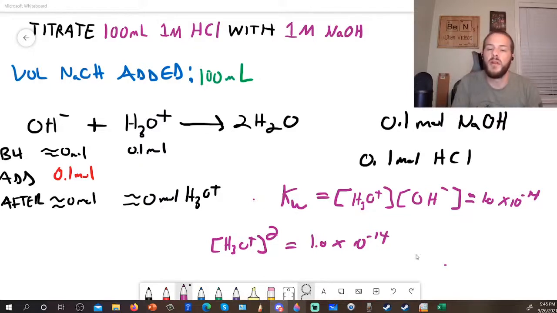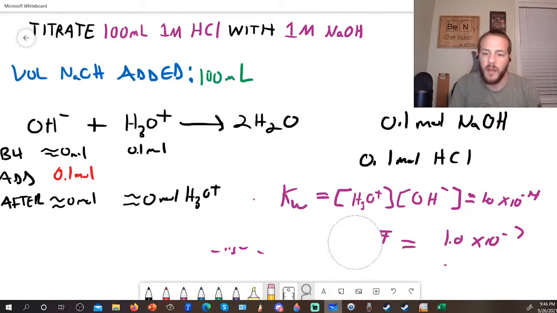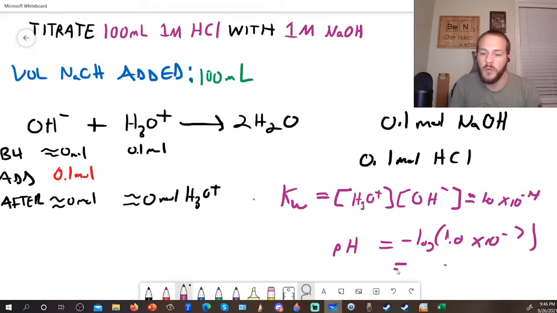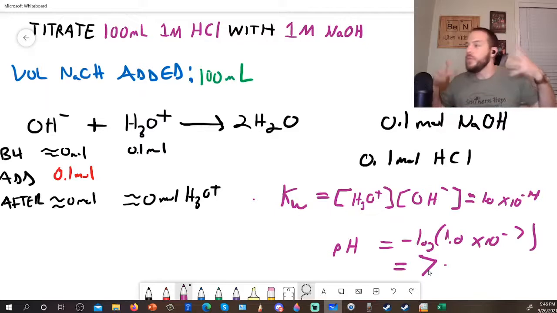If we want to get the concentration of hydronium, that's simply going to be the square root of 1.0 times 10 to the minus 14, which is equal to 1.0 times 10 to the minus 7. And then to get pH, we're going to take the negative logarithm of 1.0 times 10 to the minus 7, which is equal to 7. So again, this is assuming you're at 25 degrees Celsius. And you probably already have an intuitive idea that at 25 degrees Celsius, a neutral pH is 7. And that's why.